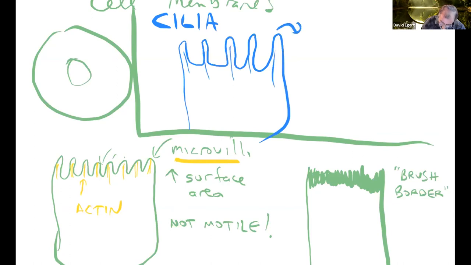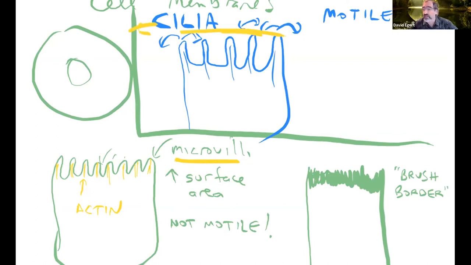And these are motile. They move. These are for sweeping things along. These are in your fallopian tubes to move the egg along from the ovaries towards the uterus. These are in your respiratory passages to sweep the mucus that catches the dust to the back of your throat. So the cilia are wiggling back and forth.